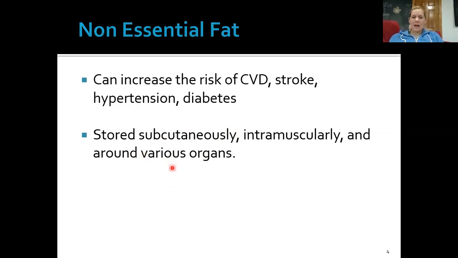The reason that visceral fat is worse than subcutaneous fat is it can directly impact insulin sensitivity and some other factors related to general physiological functioning within those vital organs. So again, we don't want to have a lot of fat viscerally, or surrounding the organs.